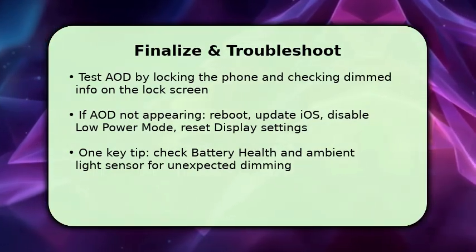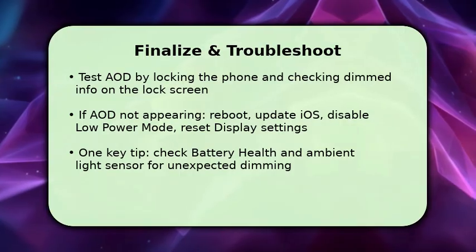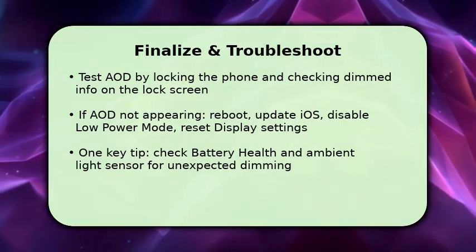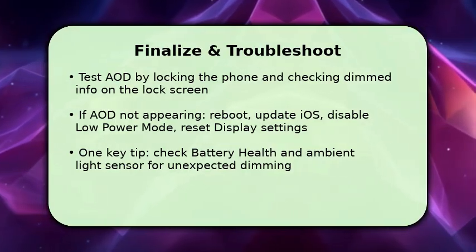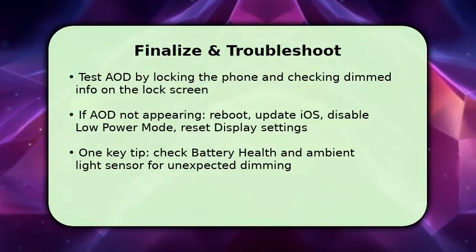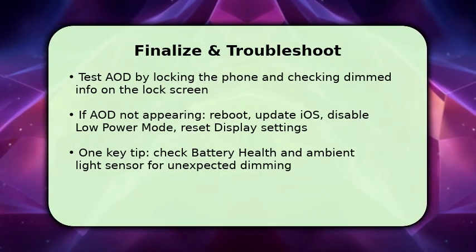One key troubleshooting tip: inspect battery health and the ambient light sensor area. Very low battery or a covered sensor can force deeper dimming. Once resolved, you'll have reliable, always-on glanceable info without constant wake-ups.